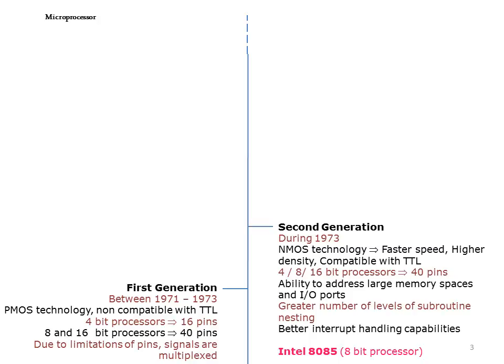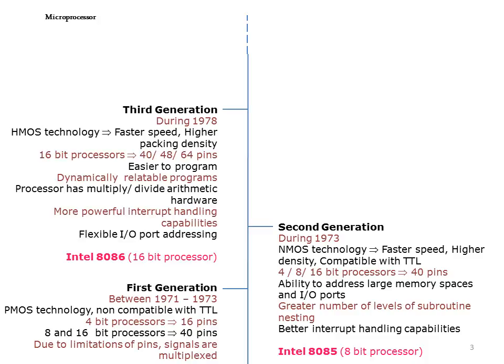Second generation of microprocessors. During 1973, NMOS technology with faster speed, higher density, compatible with the DTL. 4, 8 and 16-bit processors with 40 pins, ability to address large memory spaces and I/O ports, and greater number of levels of subroutine nesting, better interrupt handling capacity. In this, the Intel 8085 is the main processor under this second generation.